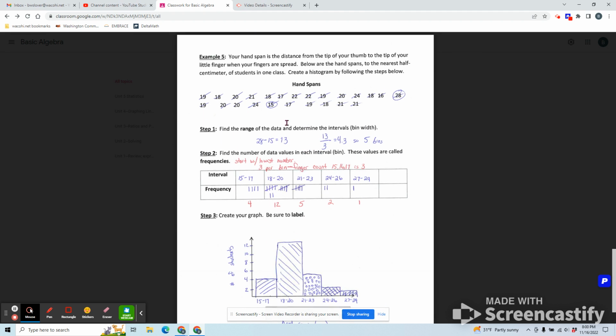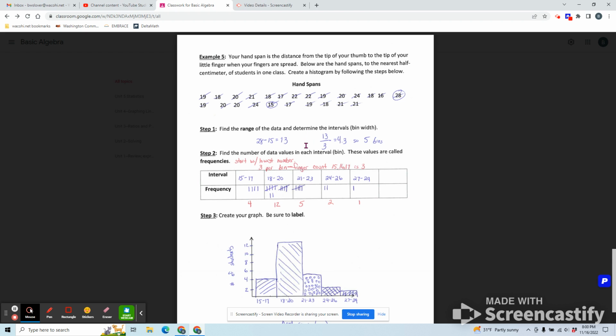Well, in order to do that, I need to find the range. And remember, the range is your largest number minus the smallest number. So 28 minus 15 is going to give me 13. So I'm going to take 13, and I'm just going to divide it by 3. I get 4.3, or about 5 bins.